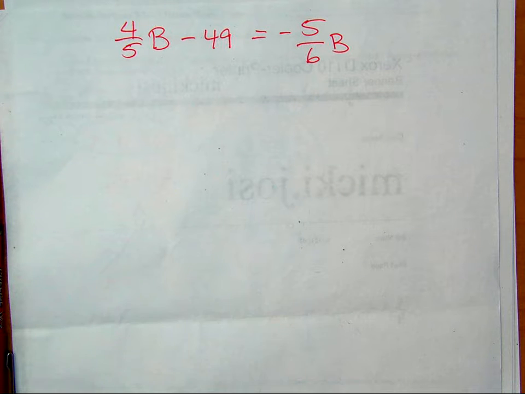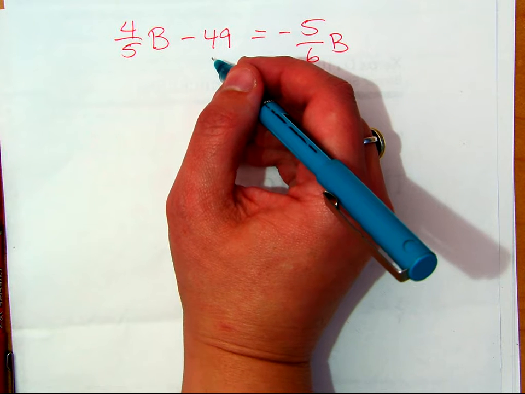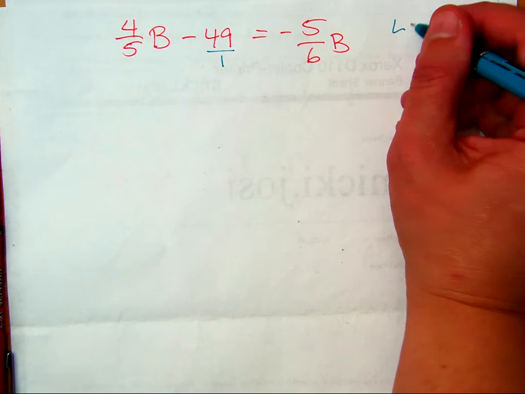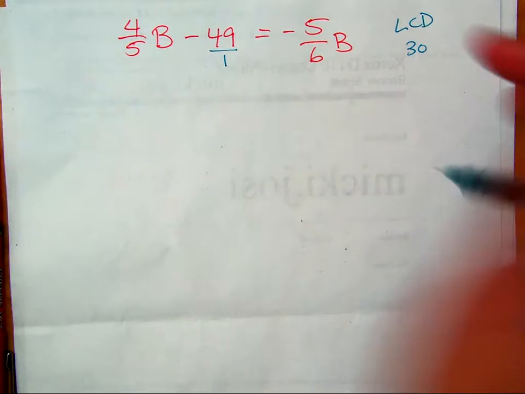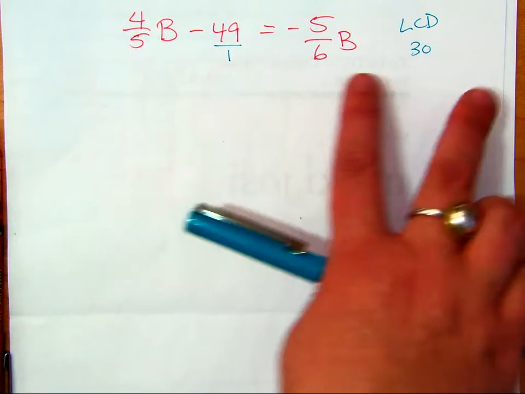Okay, let's talk about clearing fractions here. So we have another problem, and the important thing to notice is what's the denominator on the 49? 1. What's the lowest common denominator? 30. 30 because between 5 and 6, right? 5 times 6 gives us 30.